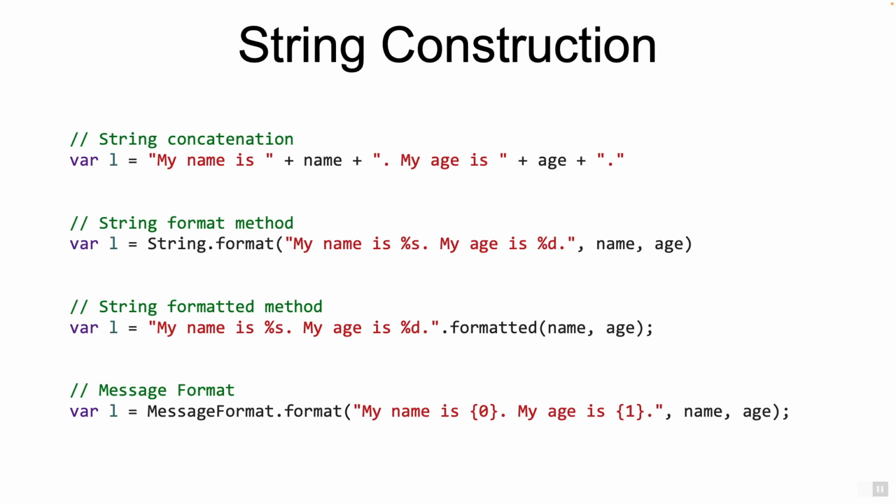So here are some ways that Java provides for string construction. We see the string concatenation method, the format method. We can use the formatted method, or we can use the MessageFormat method. But none of these methods are actually satisfactory. I mean, they are not very elegant. They are difficult to read, and in many cases are verbose.